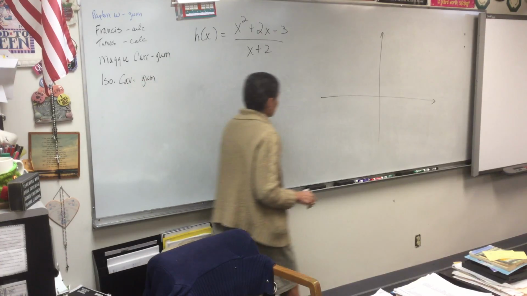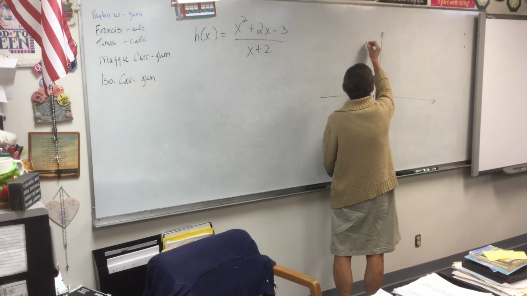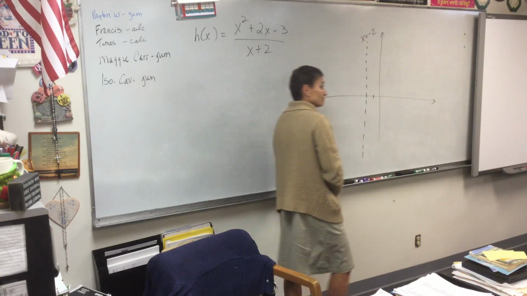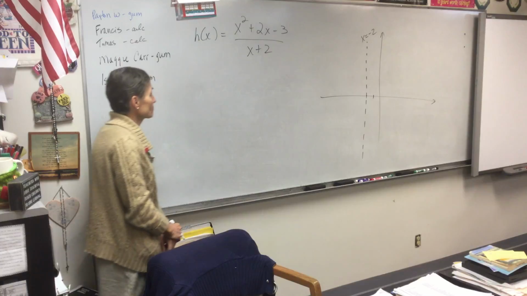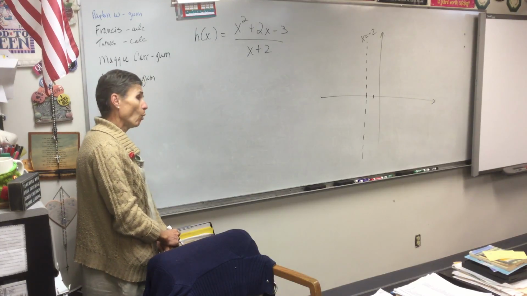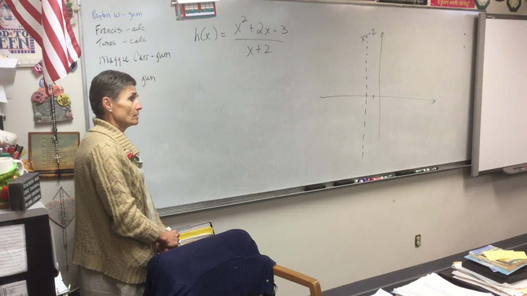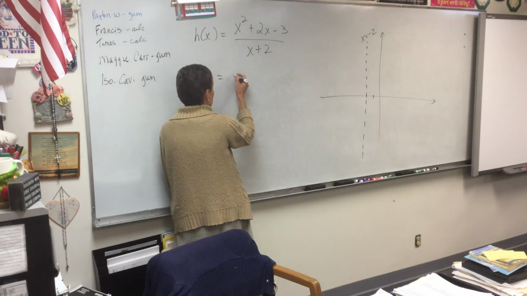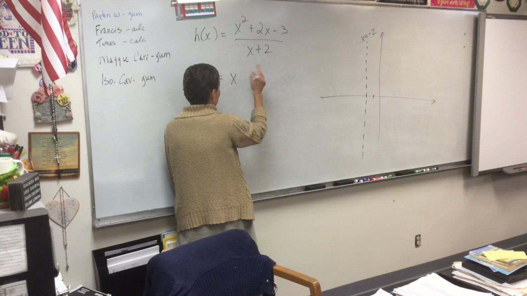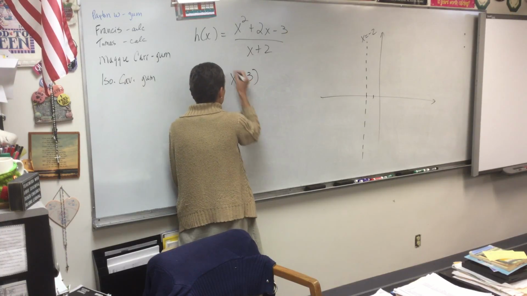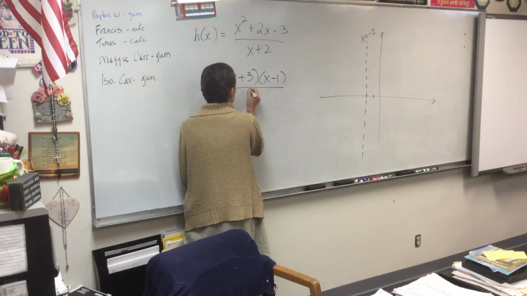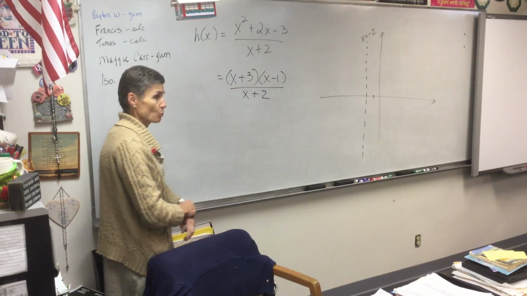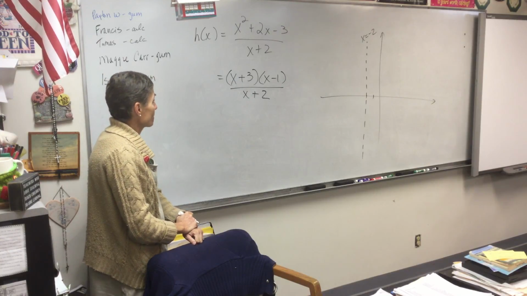X can't be -2, so we'll have a vertical asymptote at -2. Good. Absolutely. Any holes? Well, I probably should have done this first. I probably should have factored to make sure, right? I can tell it's not going to, but you want to make sure that if something cancels, you do that first. But nothing cancels, so we're safe. So no holes.